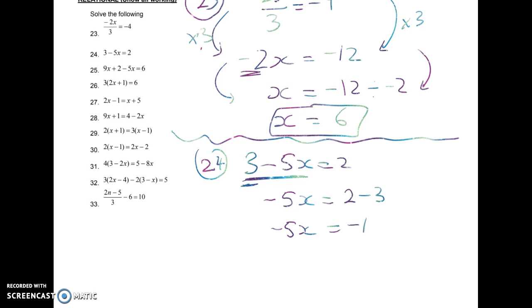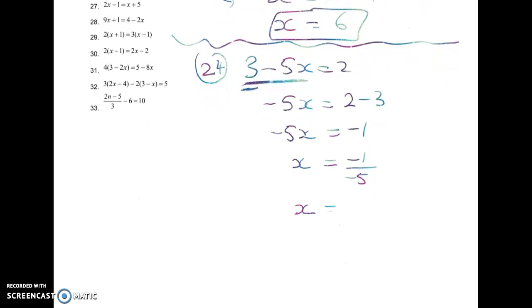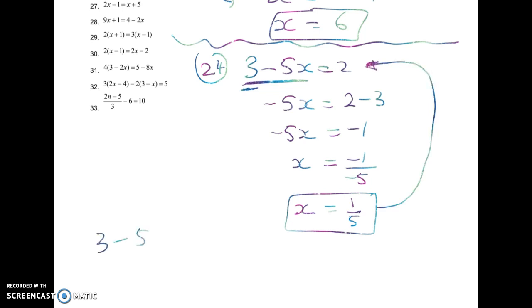Now I need to divide both sides by negative 5. So we have x equals negative 1 divided by negative 5, or x is equal to 1/5. Now, if we take that answer and we chuck it back in here, we can check that we've got it right. 3 take away 5 times 1/5 is equal to 3 take away 1, which equals 2. So that's good. On to number 25.